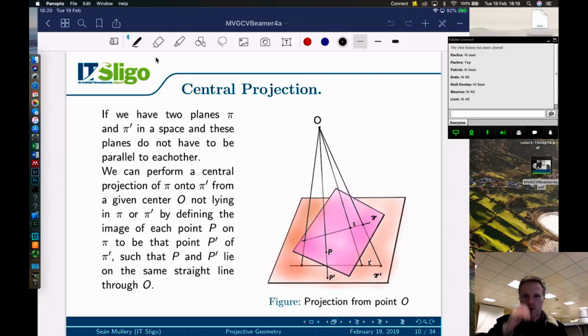Okay, so we can perform a central projection of pi onto pi prime. Okay, so off the kind of purple one here, or the pinkish one, onto the orange one here.